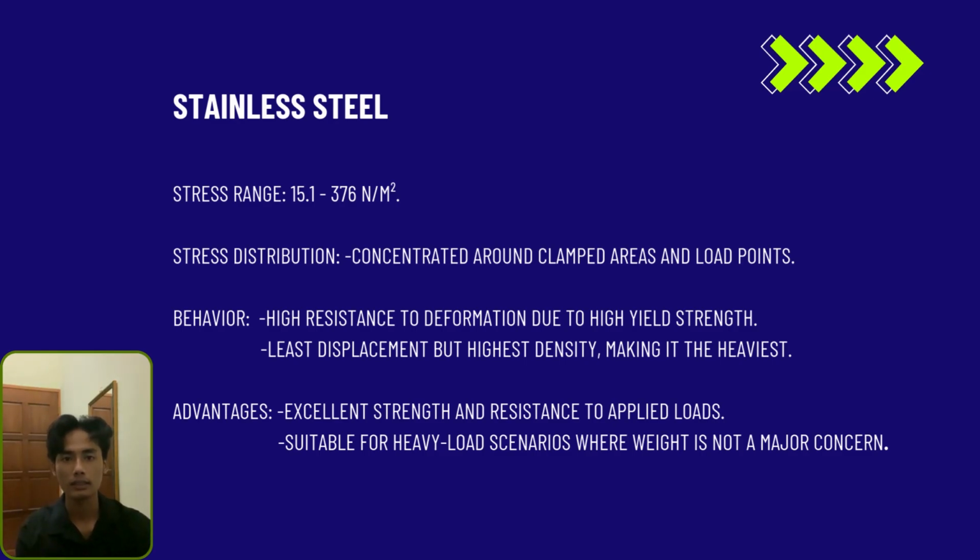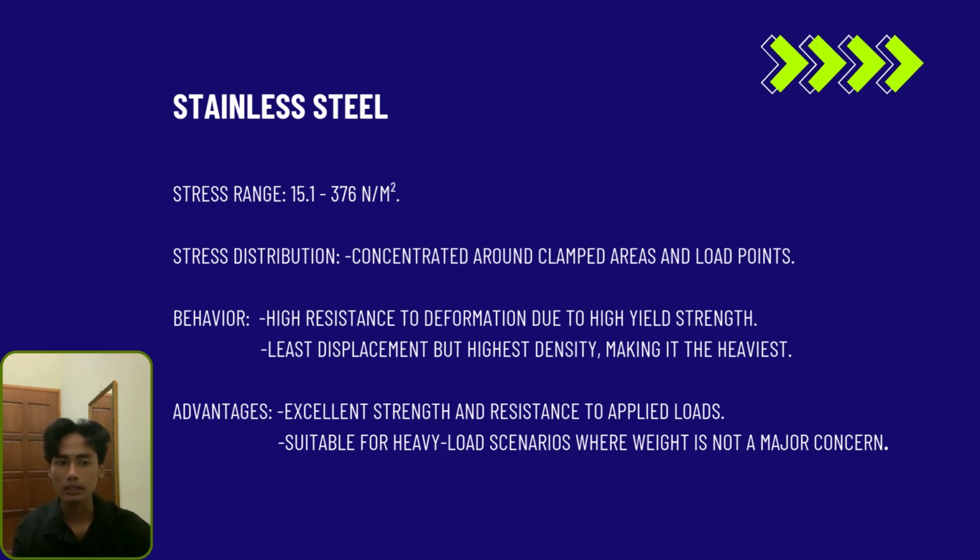Now, let's discuss stainless steel. The von Mises stress in stainless steel is slightly higher, ranging from 15.1 to 376 N/m², with stress concentration observed at clamping points and load application areas.